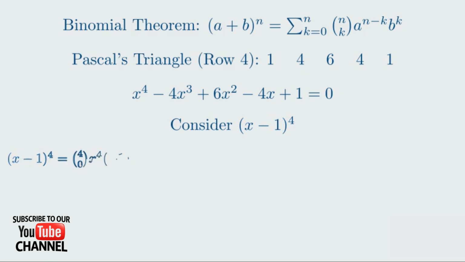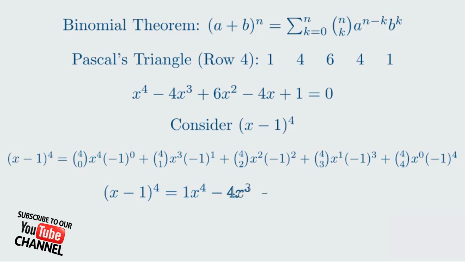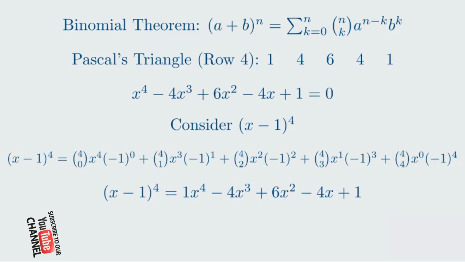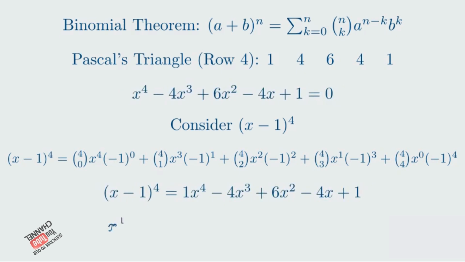C(4, 0) times x to the fourth times negative 1 to the 0, plus C(4, 1) times x cubed times negative 1 to the first, and so on. Calculating the coefficients and signs, we get 1 times x to the fourth minus 4 times x cubed plus 6 times x squared minus 4 times x plus 1. Compare this to our original polynomial. They are identical. This incredible pattern matching reveals the polynomial's true identity.